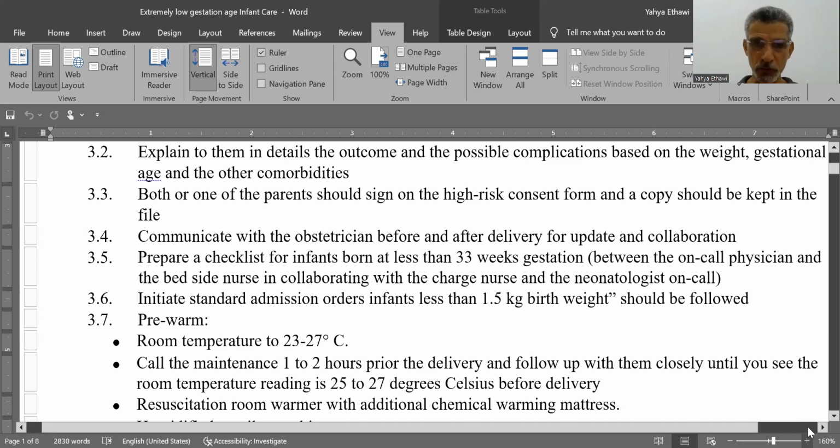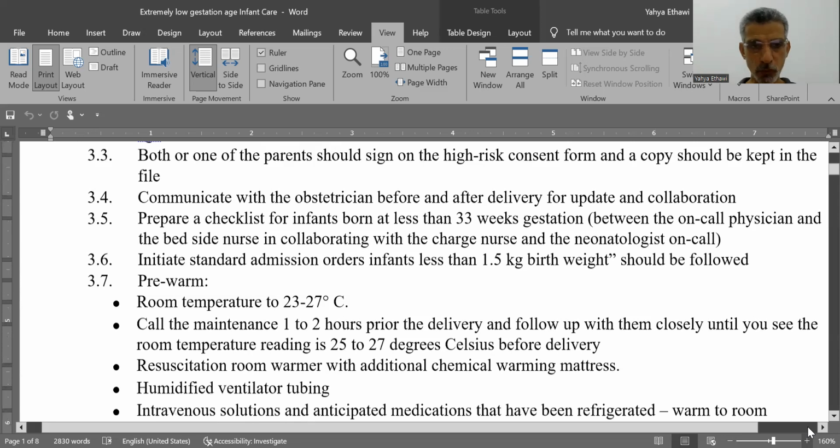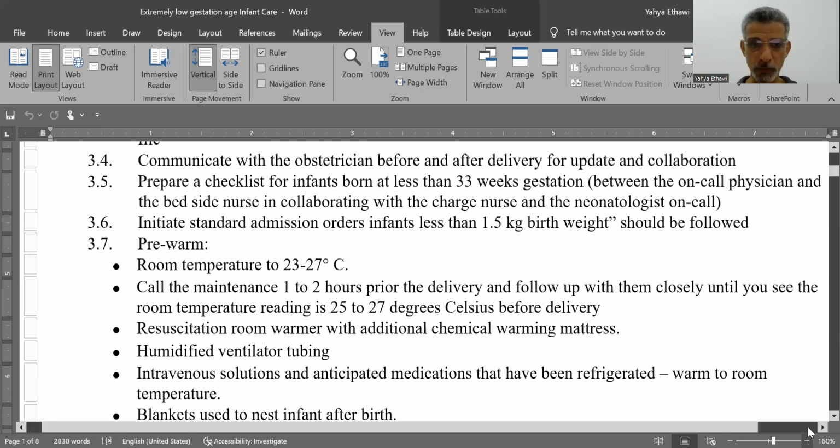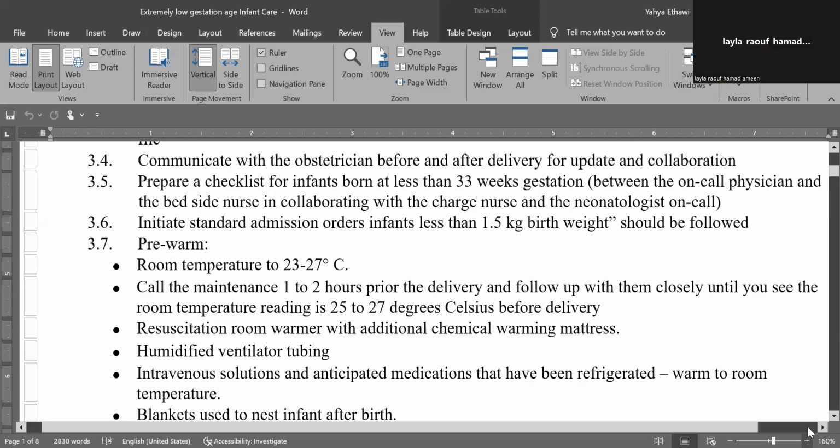We also talk with the obstetrician before, and then I update the obstetrician after delivery. We have a checklist that we fill, and then we go to the room. We prepare the order sheet. We have a standard order sheet, so the orders that should be done for this baby. Also, we go to the delivery room and increase the room temperature. Any baby less than 1,000 grams will not survive if the temperature of the room is low. So we have to set the temperature, and we change it at least 1 or 2 hours before the delivery. Okay, so these are examples.